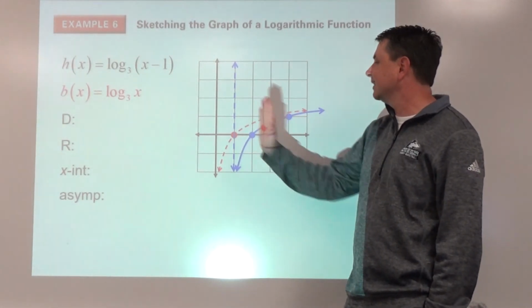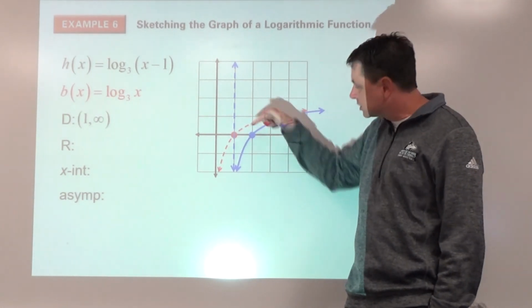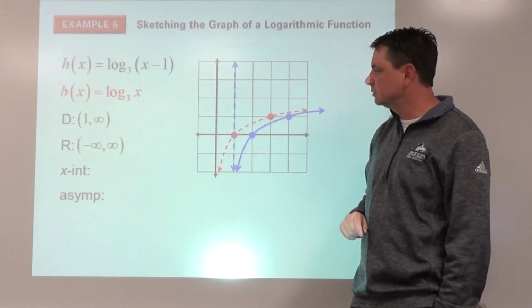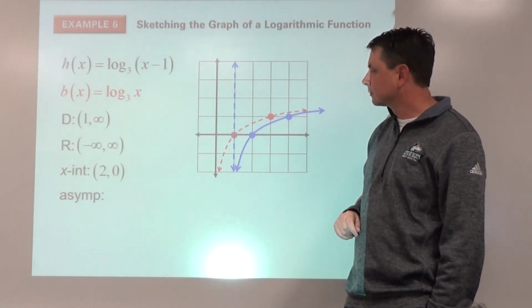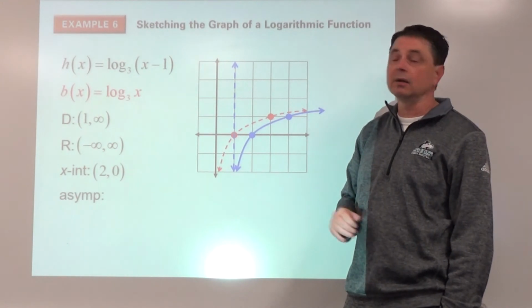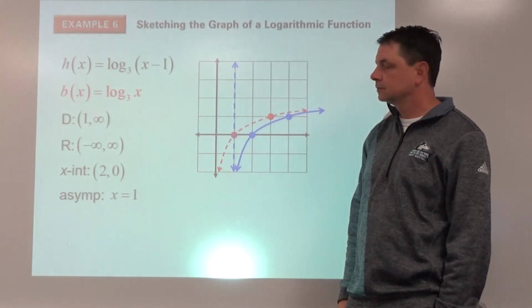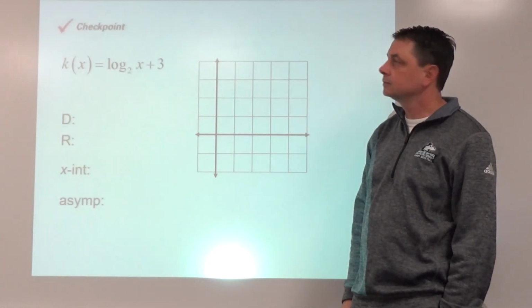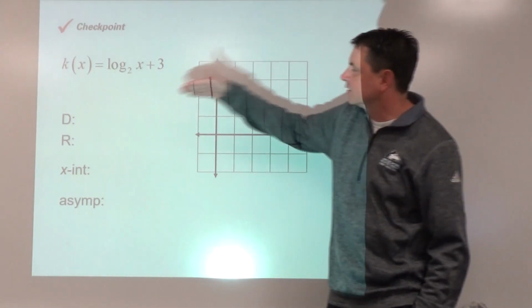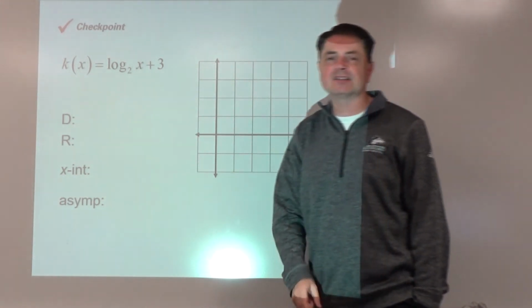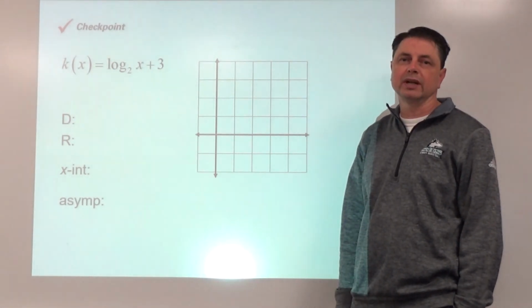The domain, everything is now to the right of 1. The range is still down and up forever. The x-intercept is (2, 0). The asymptote is x equals 1. All right, checkpoint, see if you can graph k of x, get the domain, range, x-intercept, and asymptote. Pause the video here as you work through. Hit play when you're ready.